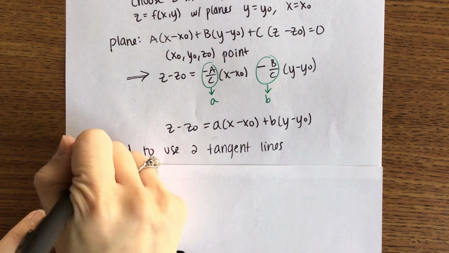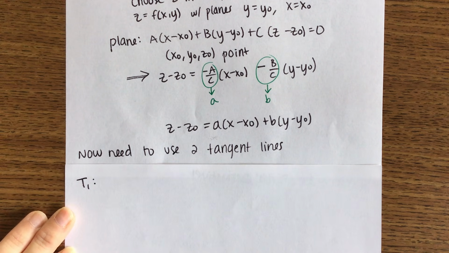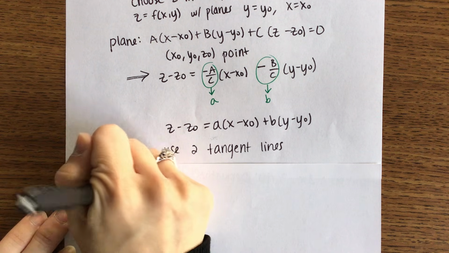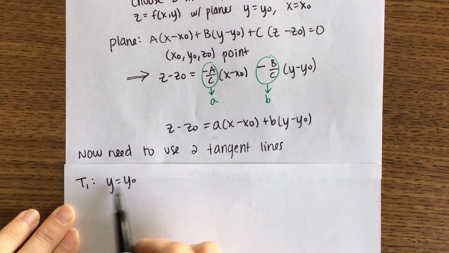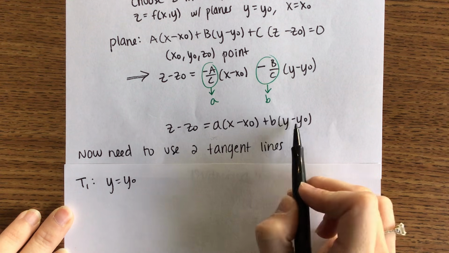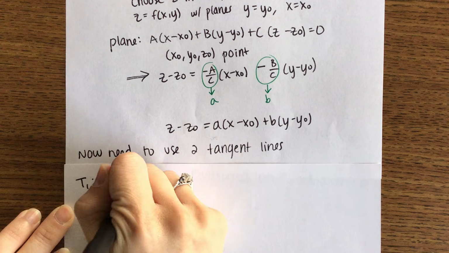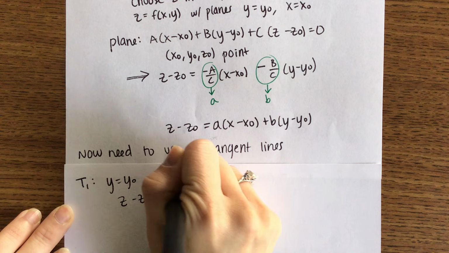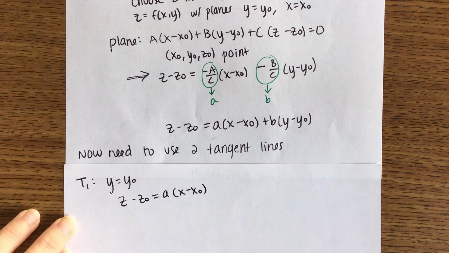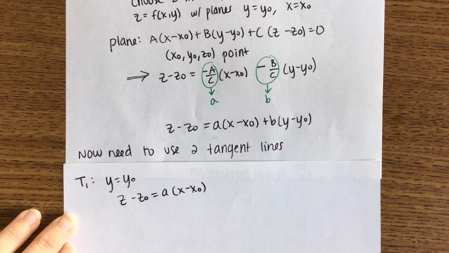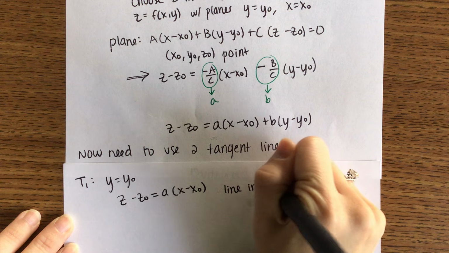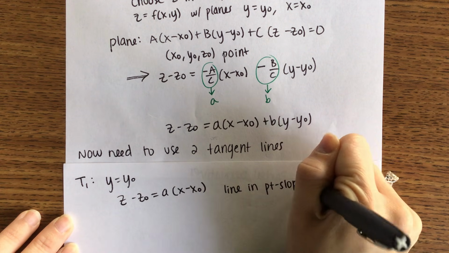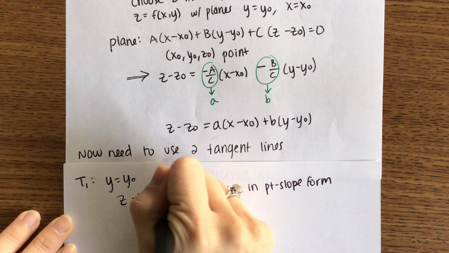First tangent line, I'm going to call T1. And that's the line that results from intersecting the plane y equals y naught with our surface. If y equals y naught, that term in the plane is going to go to 0. So we'll be left with z minus z naught equals a times the quantity x minus x naught. You should recognize this. This is the equation of a line in point-slope form. A is the slope.